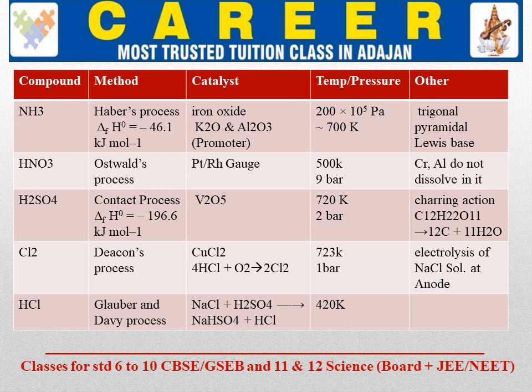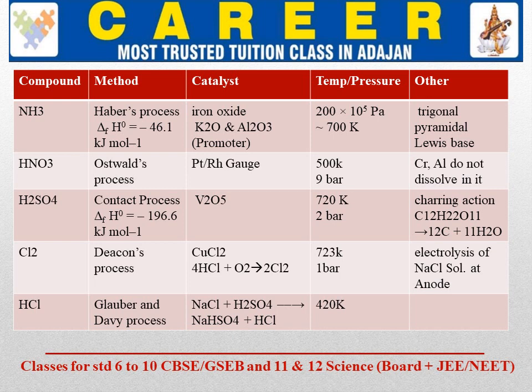First compound, ammonia. Ammonia is produced by which process? Haber process. The enthalpy is -46.1 kJ, that is an exothermic process. Here iron oxide is used as a catalyst, and potassium oxide and Al2O3 can be used as promoters. This reaction takes place at 200 × 10⁵ Pascal pressure or 200 atmospheric pressure and 700 Kelvin temperature.